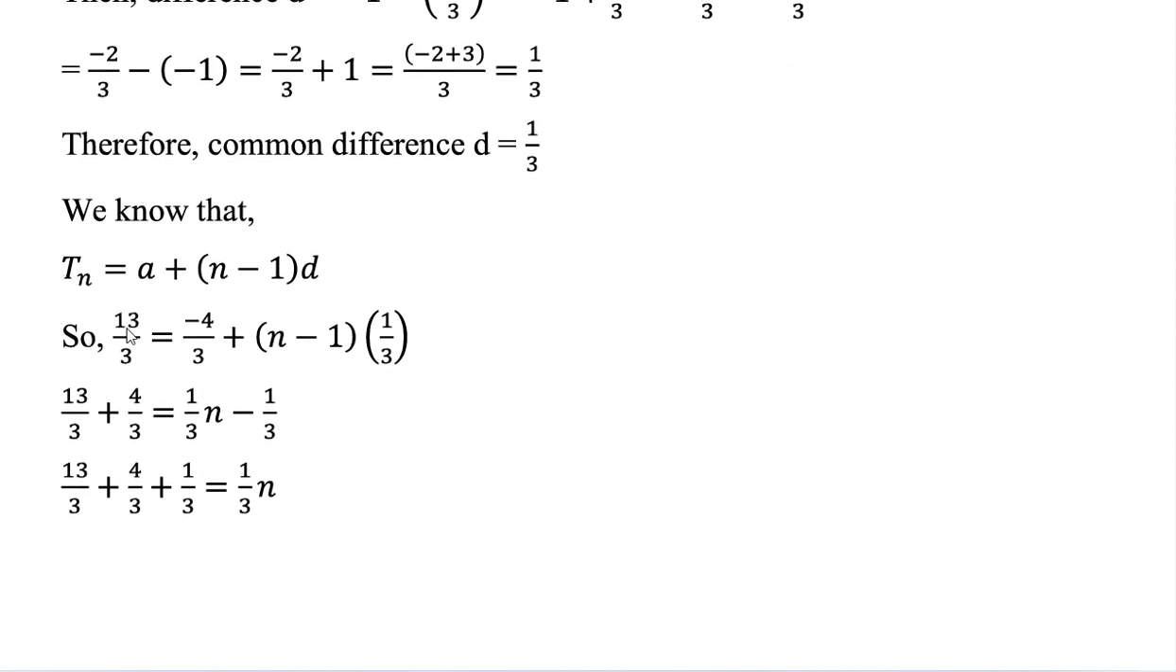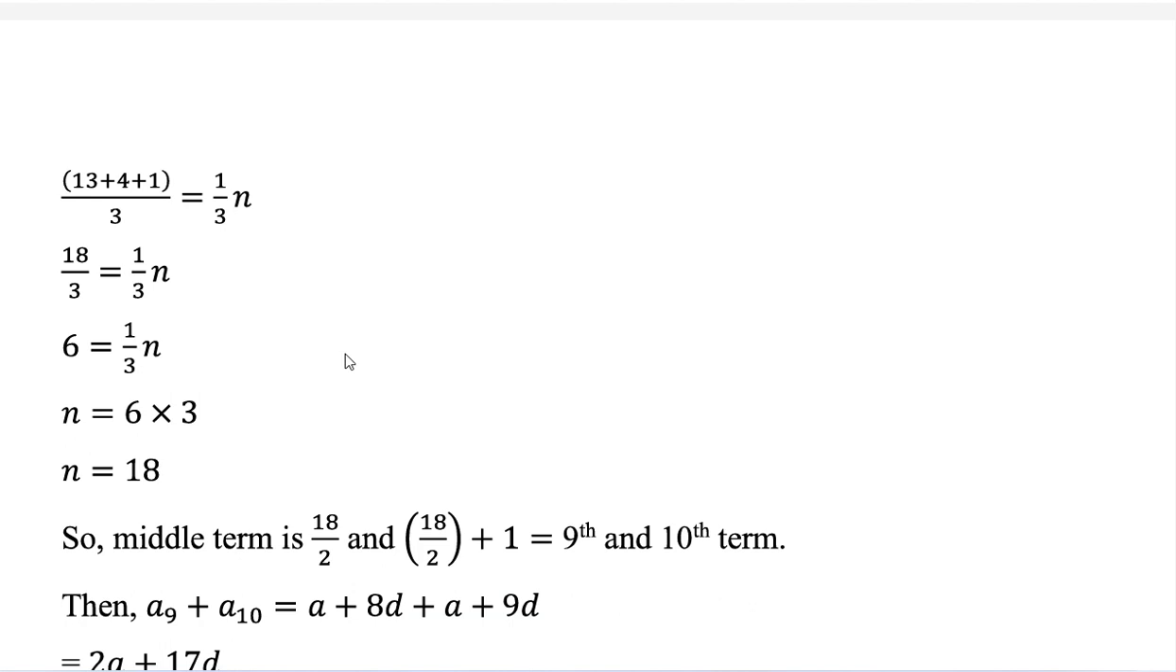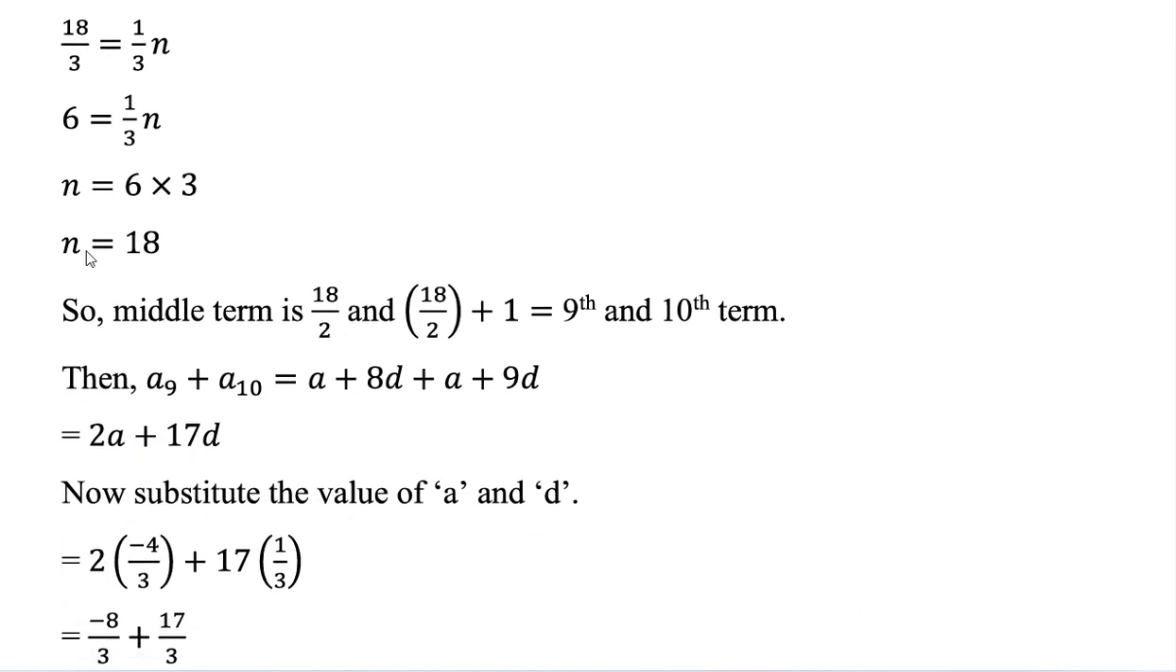Now write Tn, that is 13 by 3. Put the values of A, put the values of D. A little bit of simplification, you will get the value of n, that is 18. So the middle terms are 18 by 2 and 18 by 2 plus 1, that is the 9th and 10th term. So A9 plus A10.